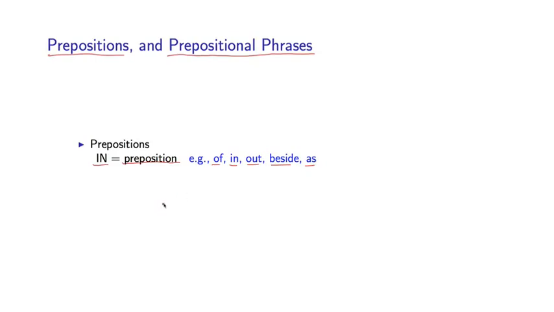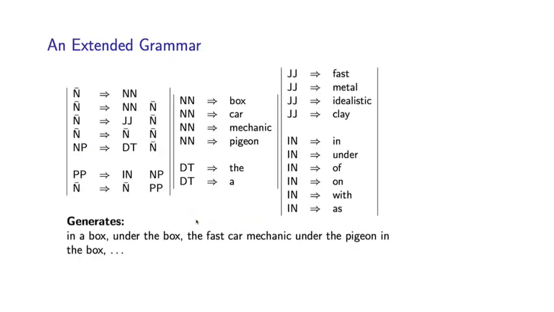So I can say, for example, of the man. This would be a prepositional phrase. Or in the room would be another prepositional phrase. Okay. So given the idea of prepositions, let's see how we can incorporate these in the grammar. And what I've shown you here is the same grammar I had on the previous slide, except I'm going to add a couple of rules.